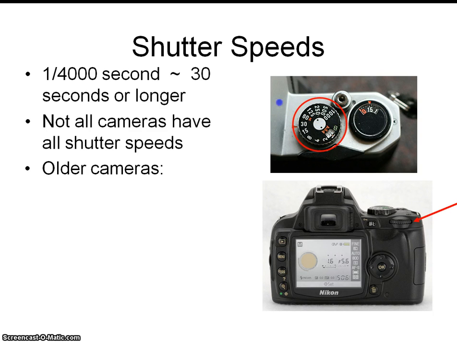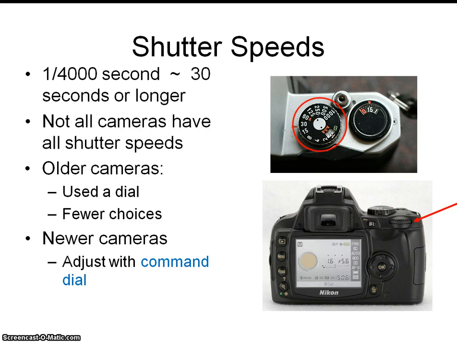So they used a dial and had fewer choices, and on newer cameras, we adjust with the command dial. So that's what's getting pointed to here with the red arrow by your right hand thumb. You can scroll left and right, and that will adjust your shutter speed. And we have more choices on newer cameras, and like I said, more expensive cameras will have faster shutter speed choices.